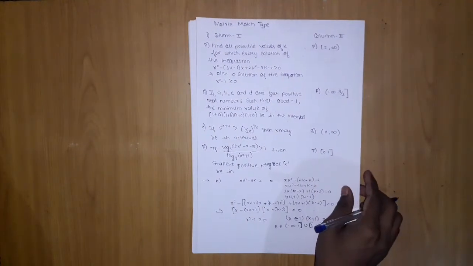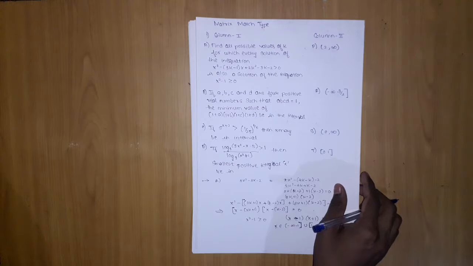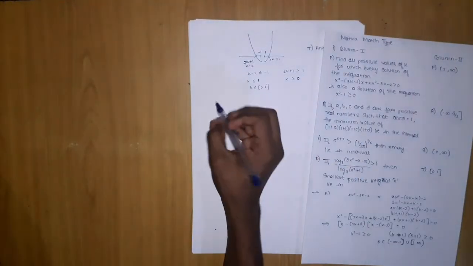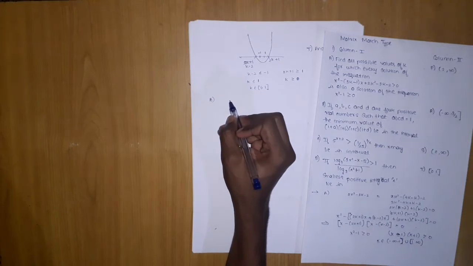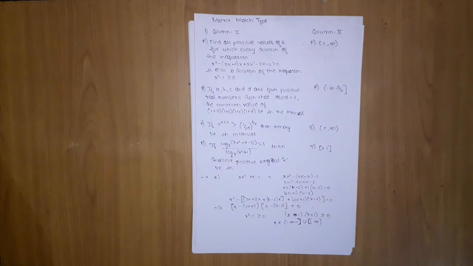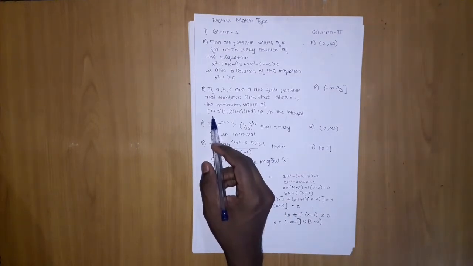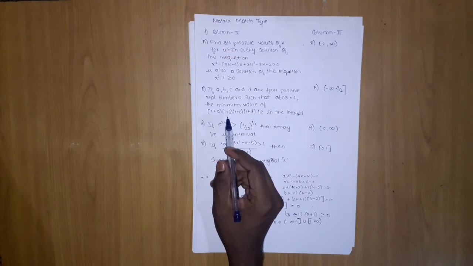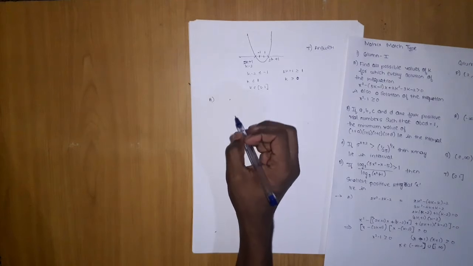Now in B, what can we get? Let's check B. B is telling, let me read B first. If a, b, c and d are four positive real numbers such that the product abcd is equal to 1, the minimum value of (1 plus a)(1 plus b)(1 plus c)(1 plus d) lies in the interval. By observing this, we can see we will apply AM and GM, then we can get this term easily. So let's try to apply AM and GM.